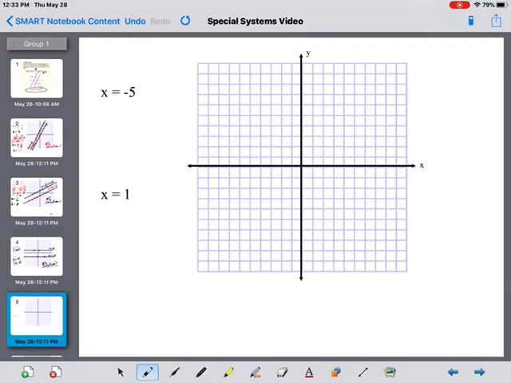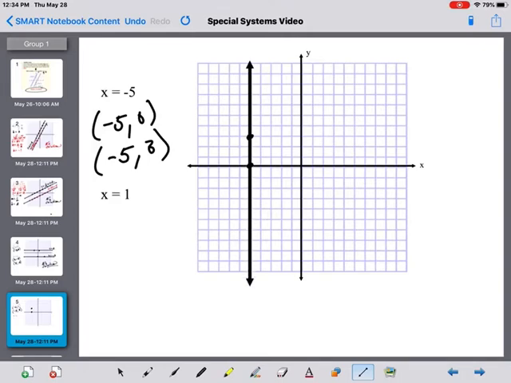Okay, now the flip side is if I have equations with x's in them. So here I could come up with 2 points that have x values of -5. I can pick any 2 points I want as long as the x values are -5. So I have -5, 0, and I have -5, 3. If I connect those, I'm going to have a vertical line.